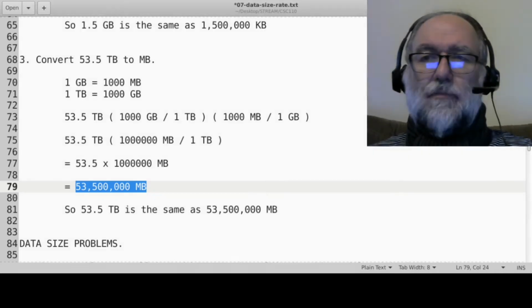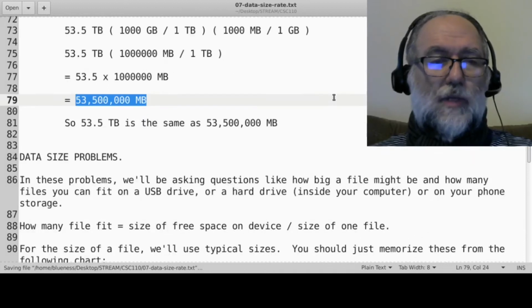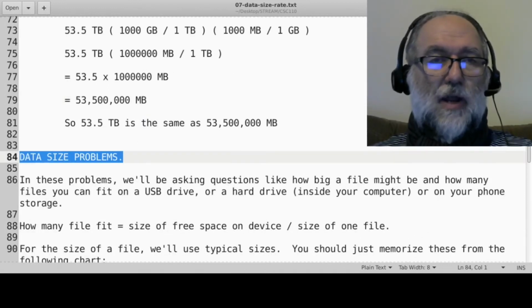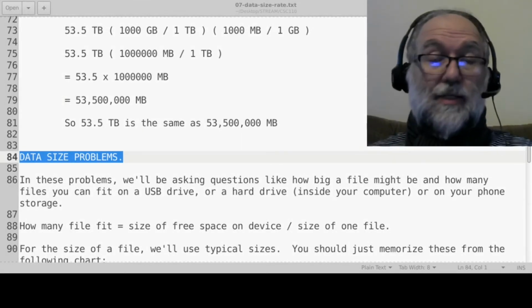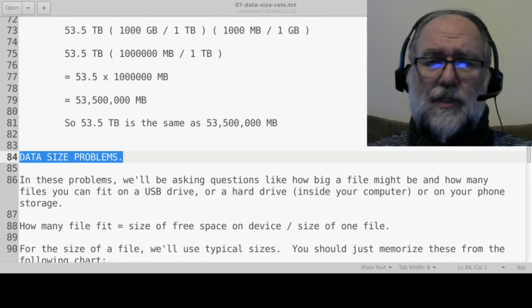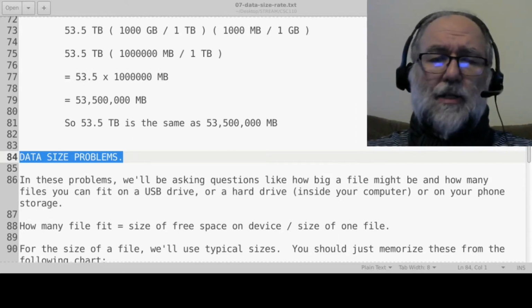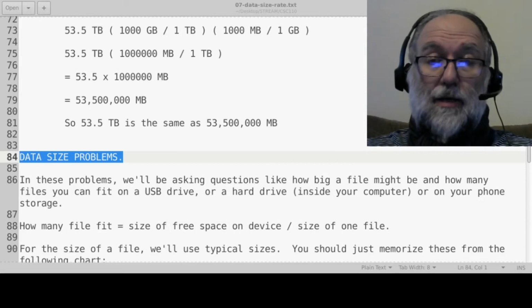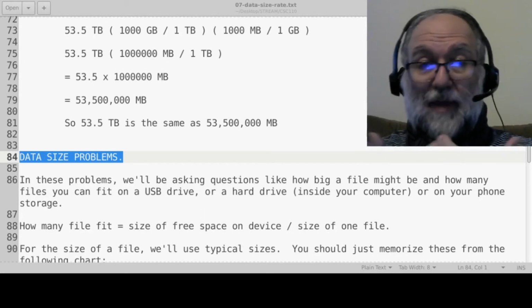Okay. So let's continue and let's start now looking at data size problems. Okay, and just to remind you what these data size problems are, they're going to be questions like how many files of a certain type can I get on a USB drive? How many files of a certain type can I get on my phone?